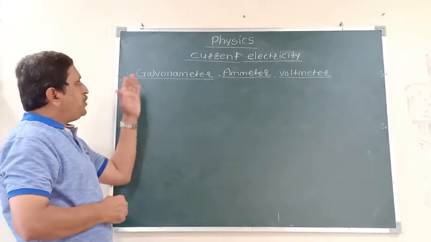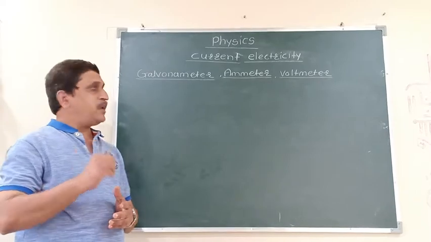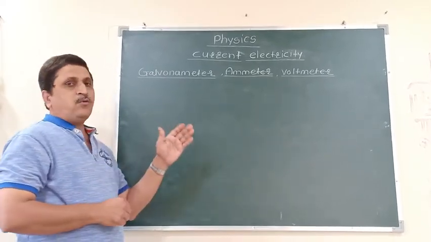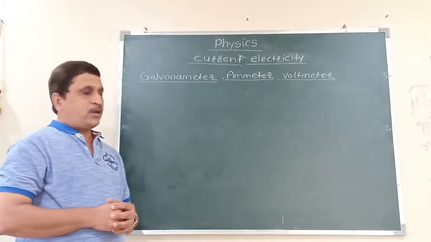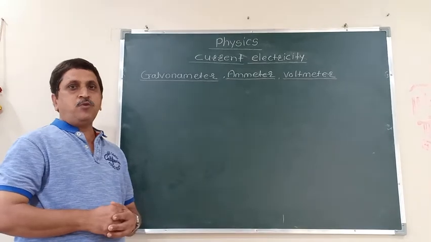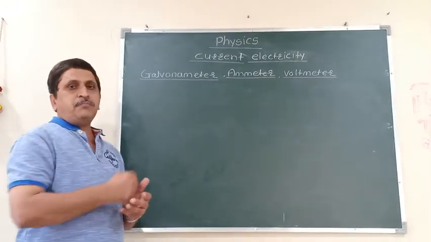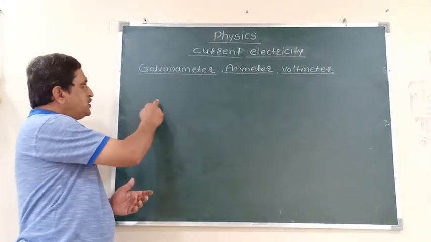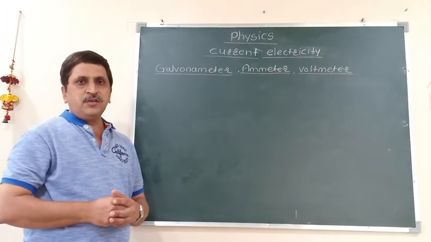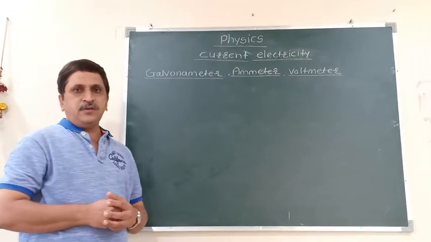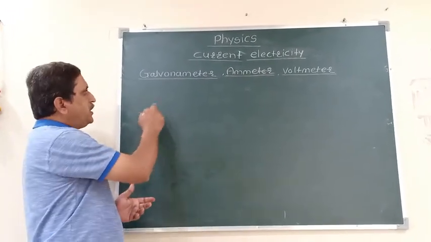Now, we know that galvanometer is of two types. Number one, suspended type moving coil galvanometer. Number two, pivoted type moving coil galvanometer. Suspended type moving coil galvanometer is more accurate and more sensitive as compared to the pivoted type moving coil galvanometer. But in suspended type moving coil galvanometer, we never get the direct reading. But in pivoted type, definitely we will get the direct reading.